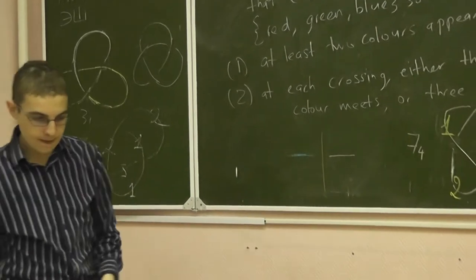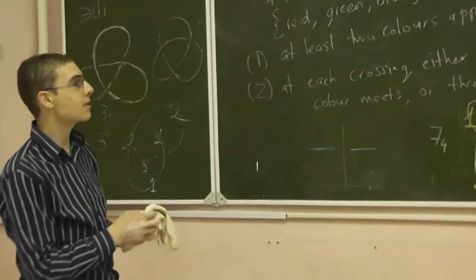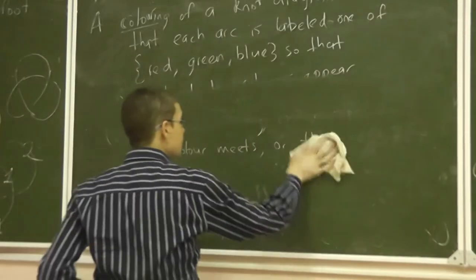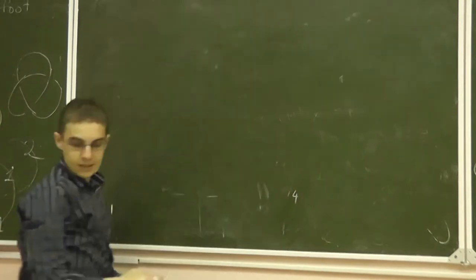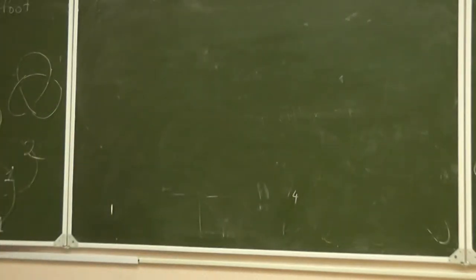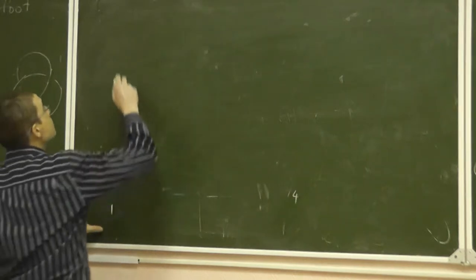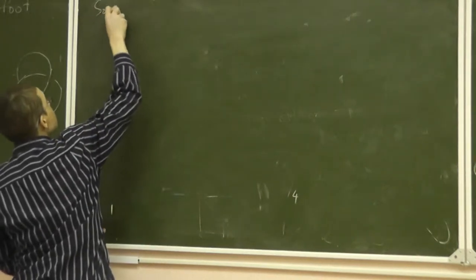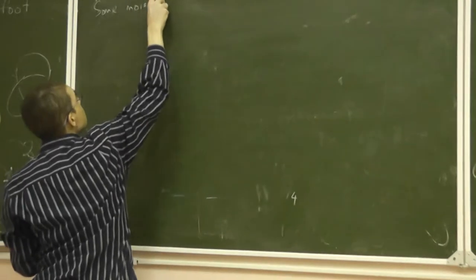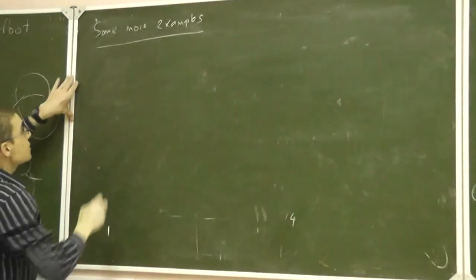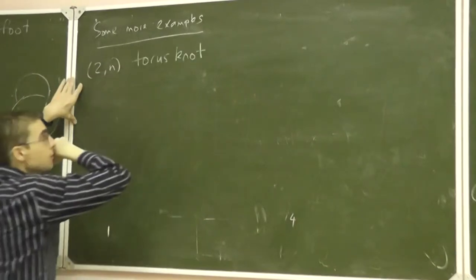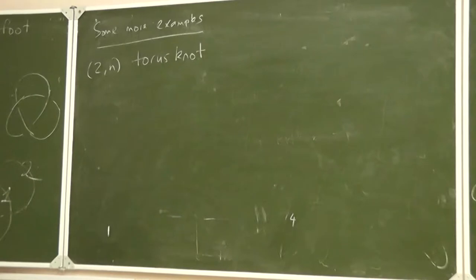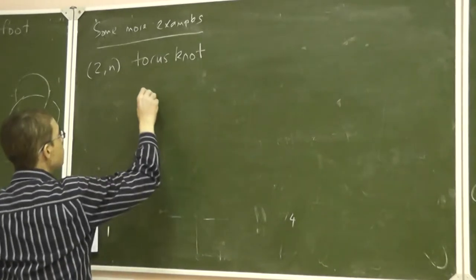Let's look at constructing some more examples. Sorry to erase your wonderful picture. So look at some more examples of knots. Maybe I'll start with this one. This is called the 2-n torus knot, for example, the trefoil.